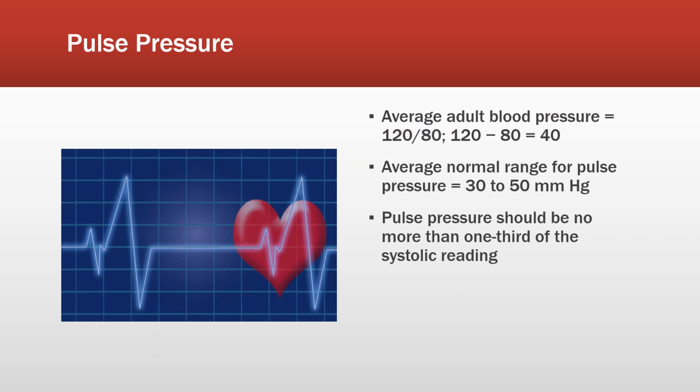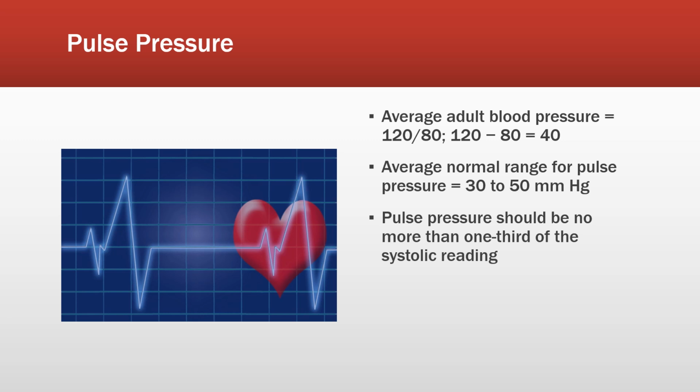Our pulse pressure. To determine the pulse pressure, that's simply the difference between the systolic and diastolic readings. So basically all you're going to do is subtract. You're going to take the top number, which is your systolic pressure, and your diastolic, the lower number, and you're going to subtract them.